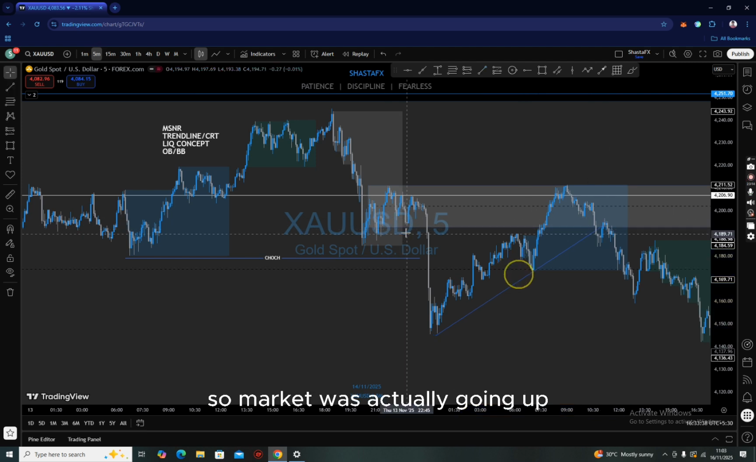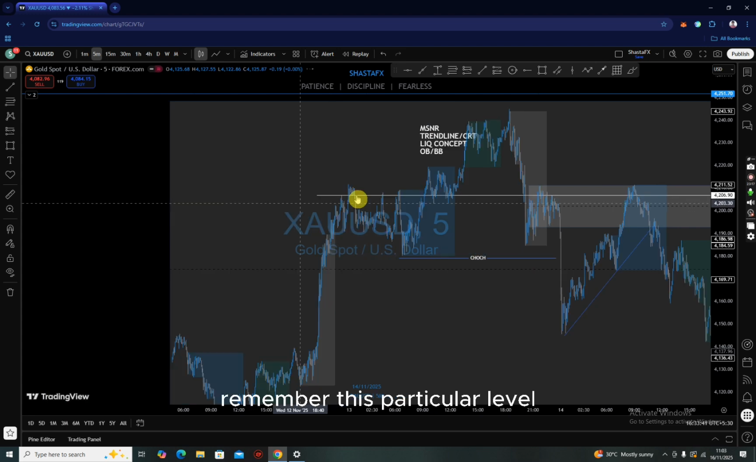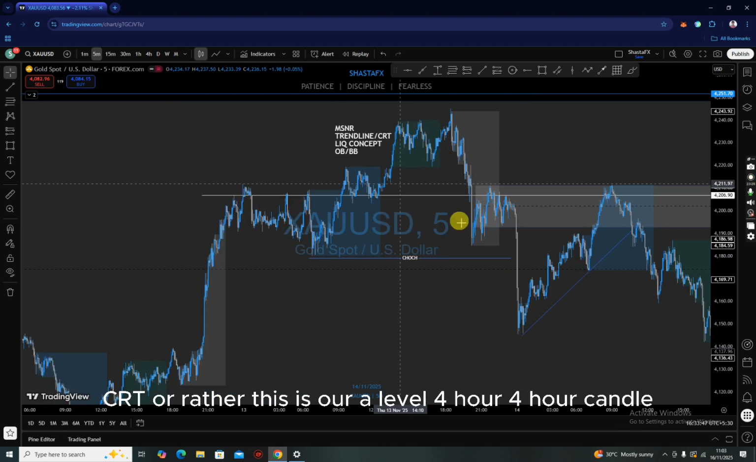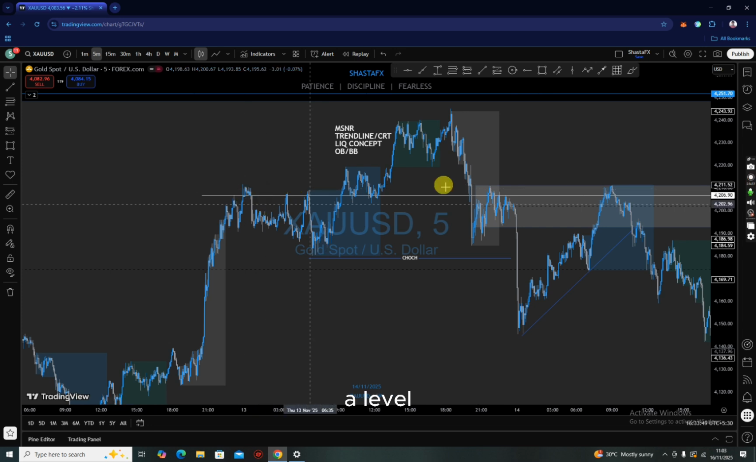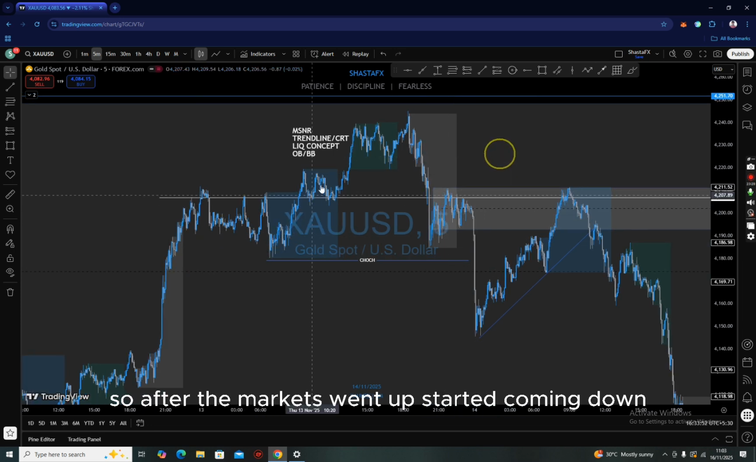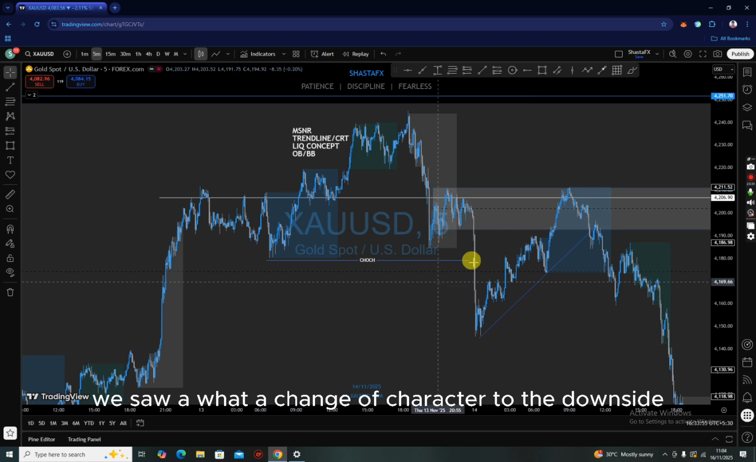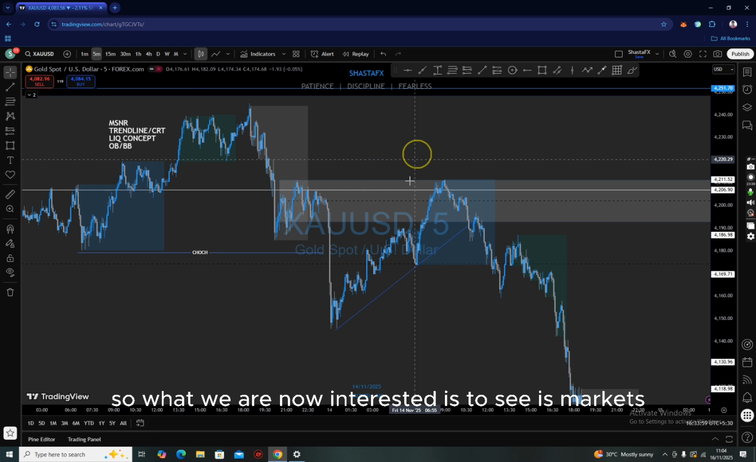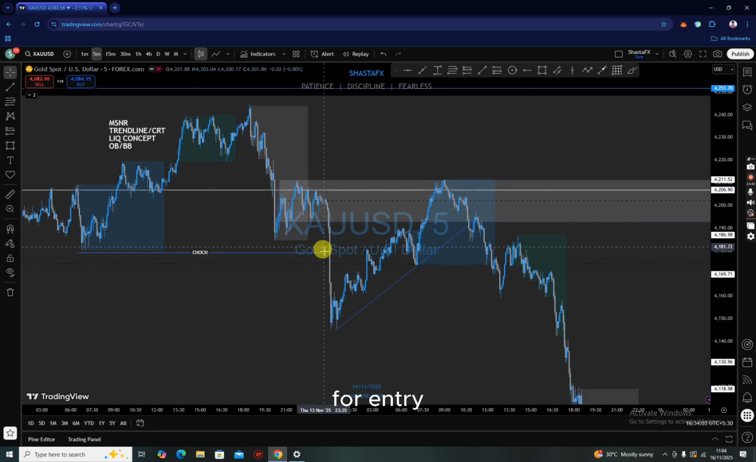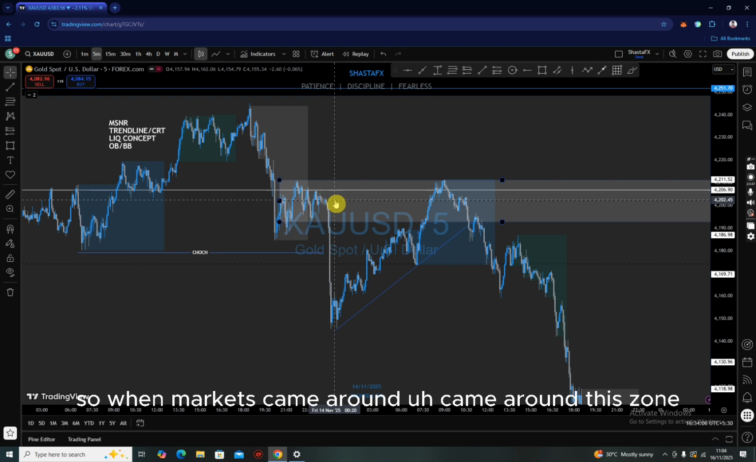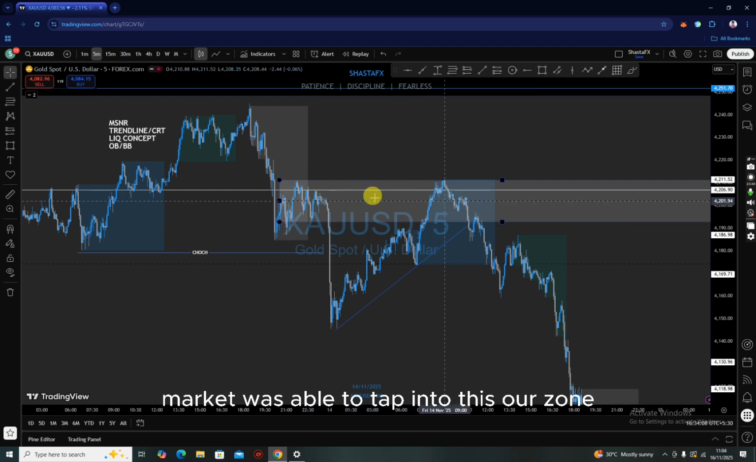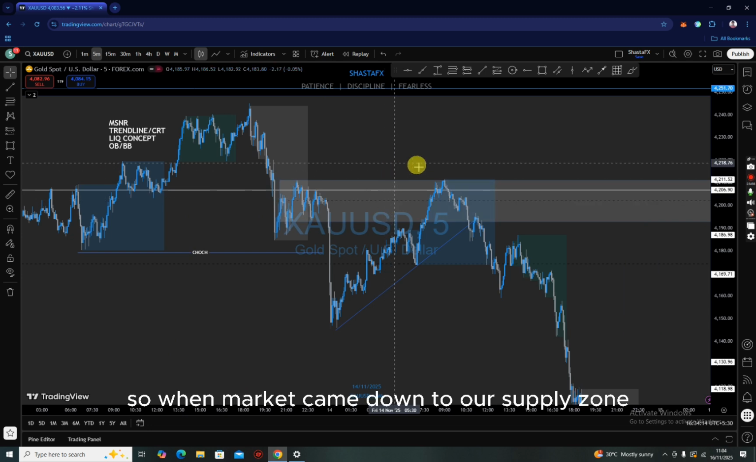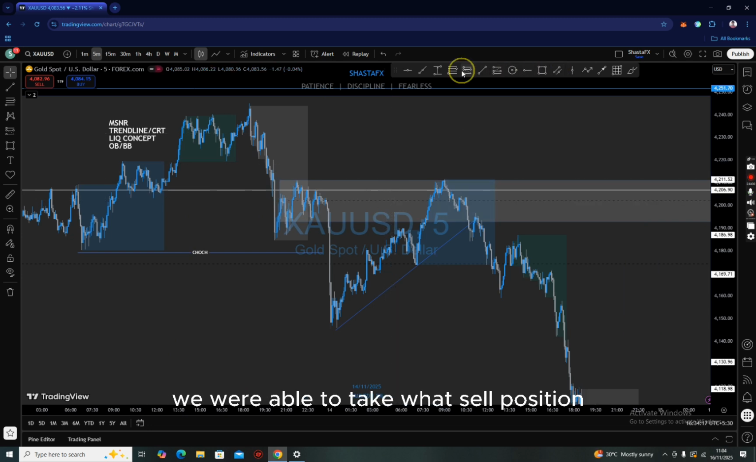So market was actually going up, got to this particular level. Remember this particular level? This is our A level, 4 hour candle A level. So after the market went up, it started coming down, and we saw a change of character to the downside. So what we are now interested in is the market coming around this zone for entry. When the market came around this zone, it was able to tap into our supply zone. So when the market came back to our supply zone, we were able to take a sell position.